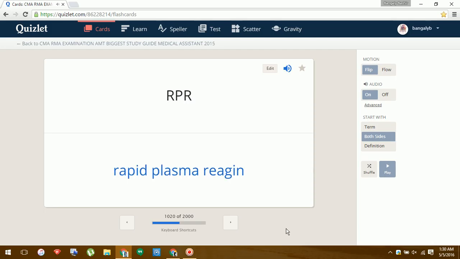RPR. Rapid plasma reagin. ACD. Acid dextrose citrate. SPS. Sodium polyanethol sulfonate.